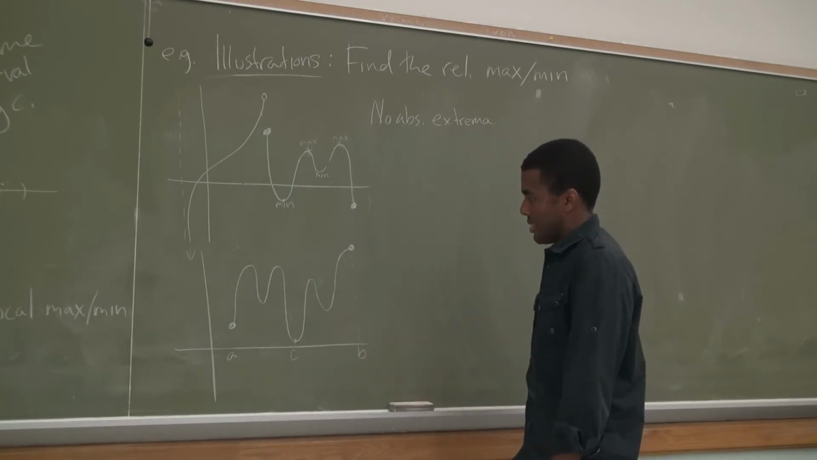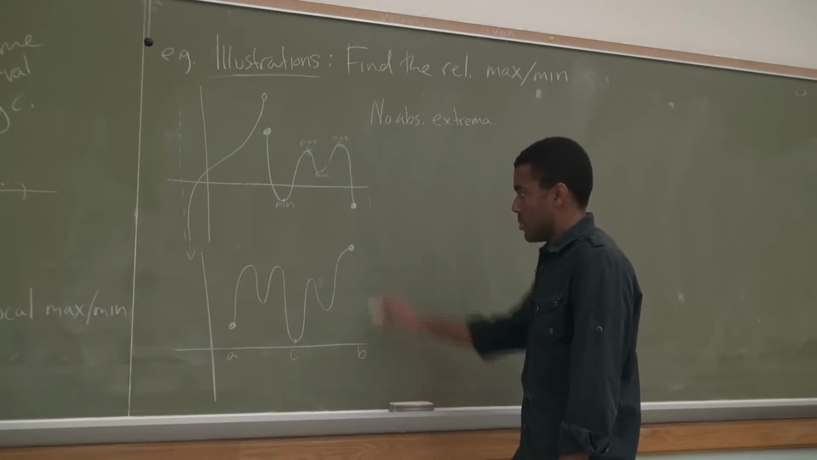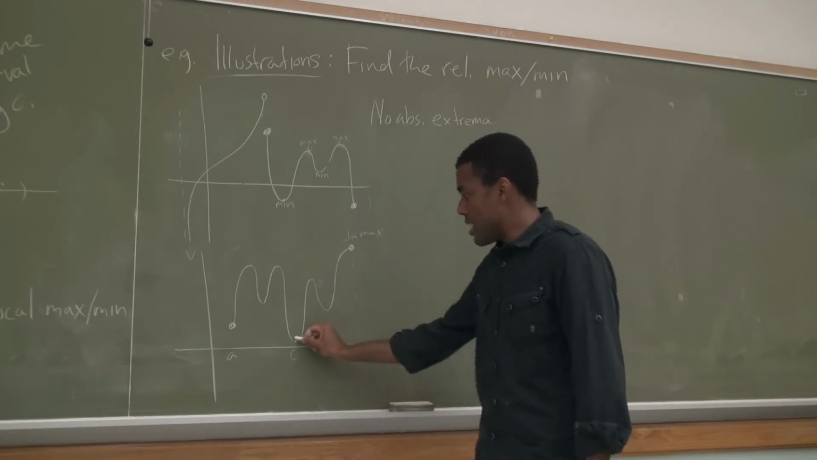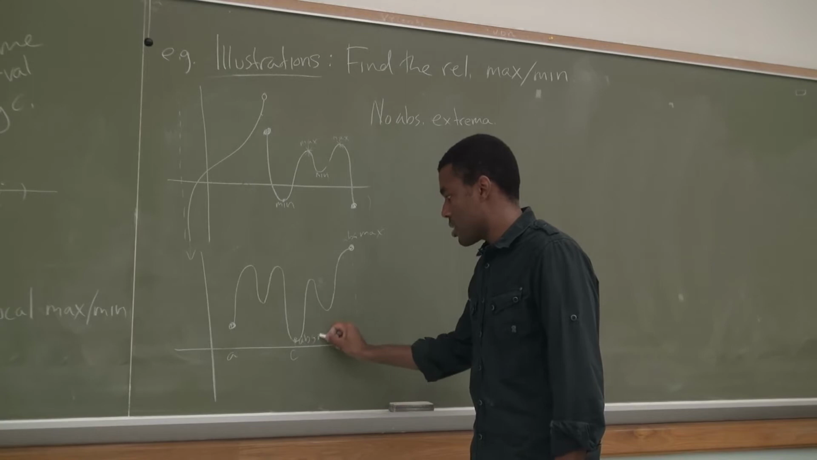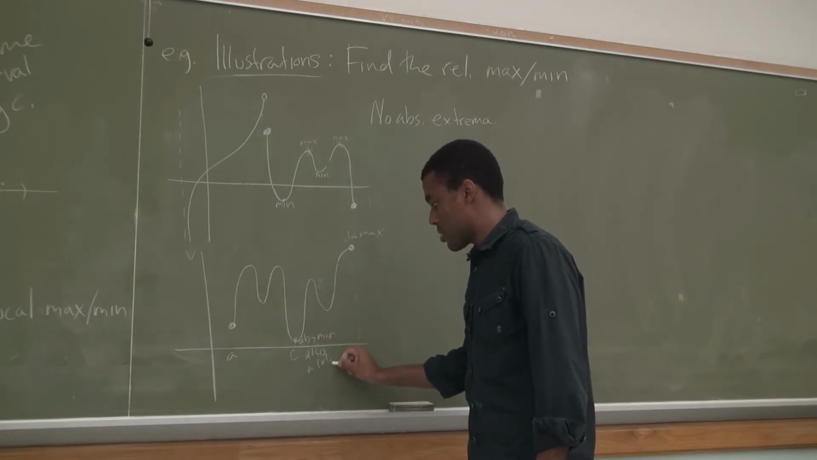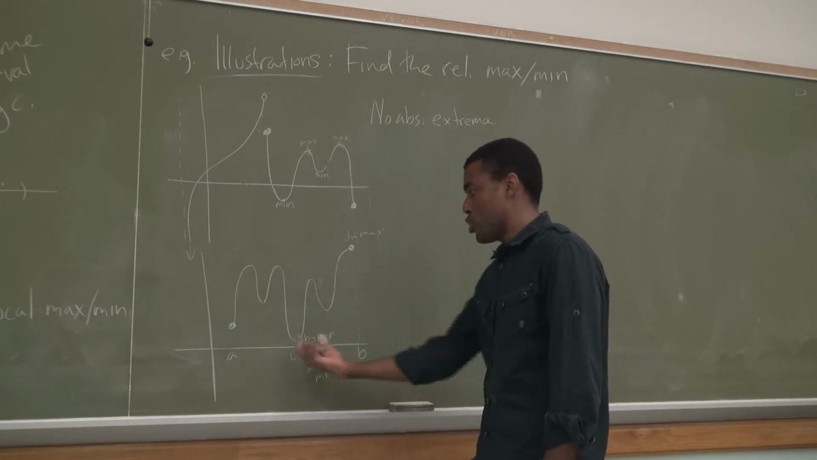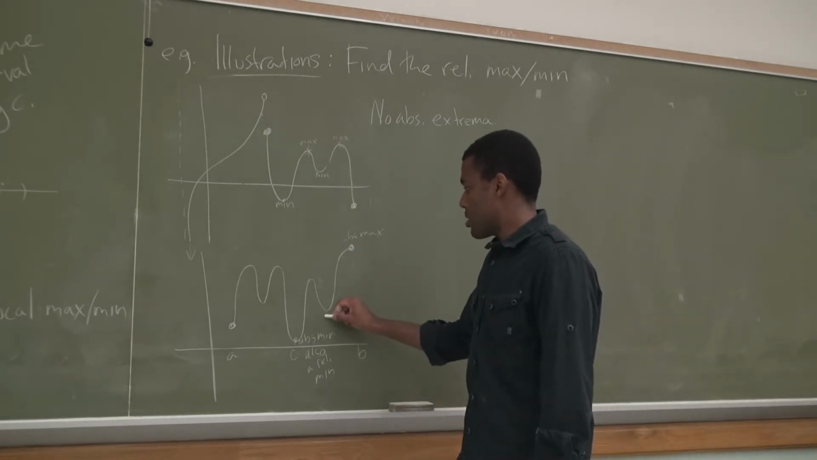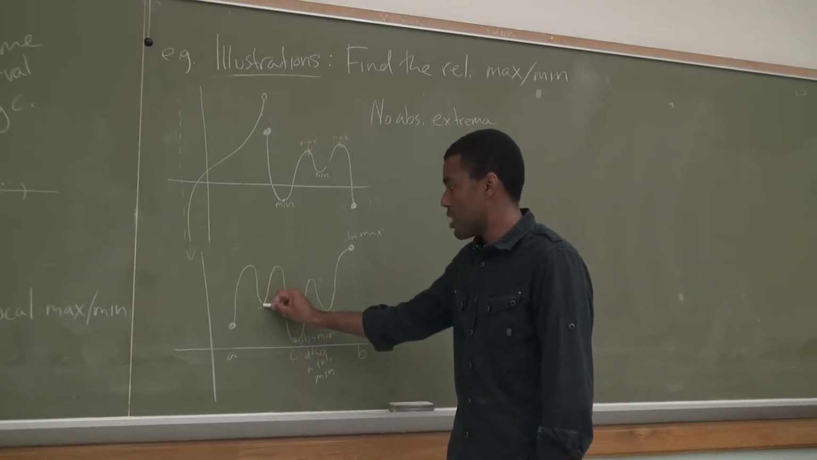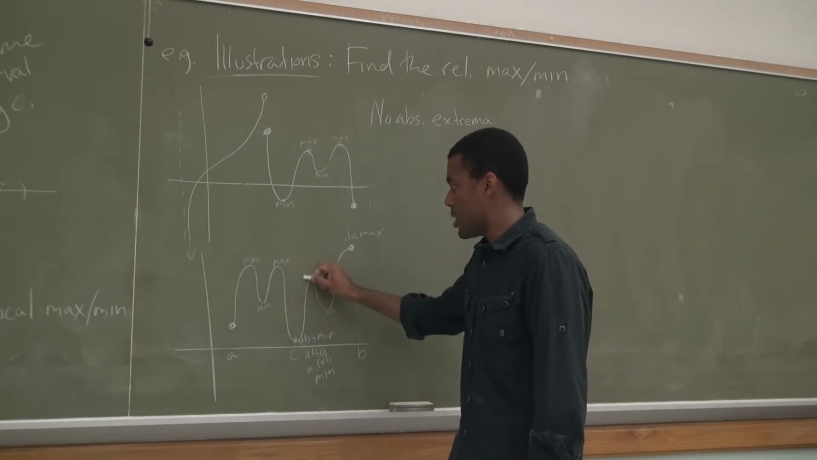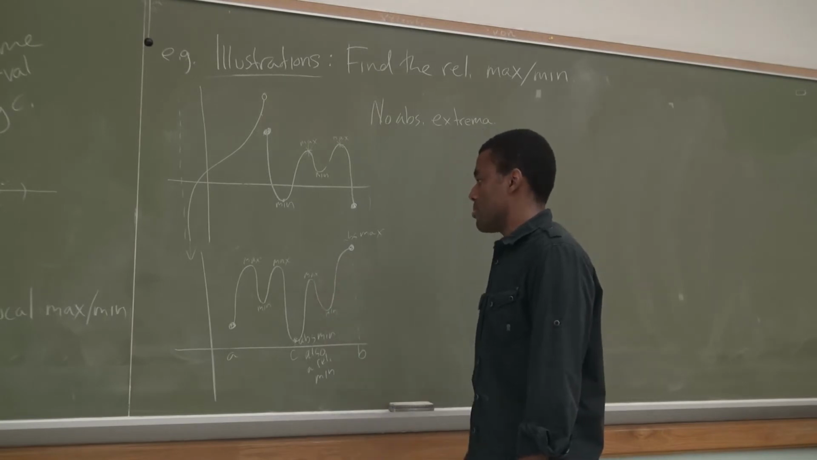What about these? Right here, there's the absolute max. We already identified this as the absolute min. It's also a relative min, because if you zoom in enough, he's actually the smallest guy around. Here, relative minimum, here, relative minimum, here, relative maximum, here, relative maximum, here, relative maximum. That guy is nothing.